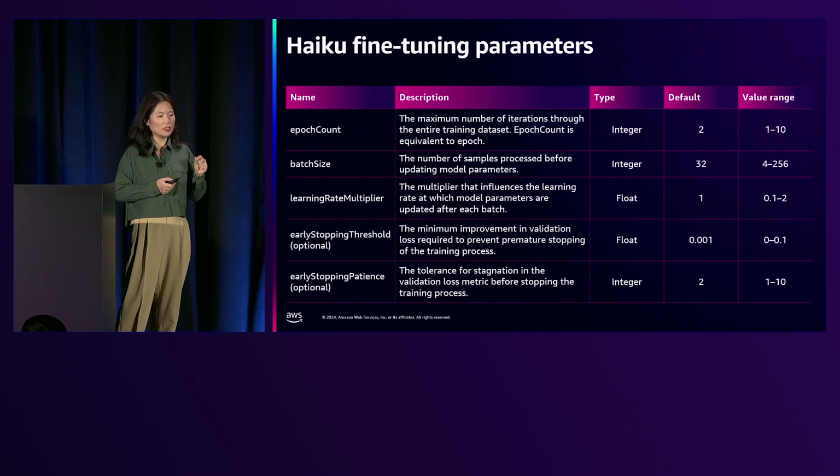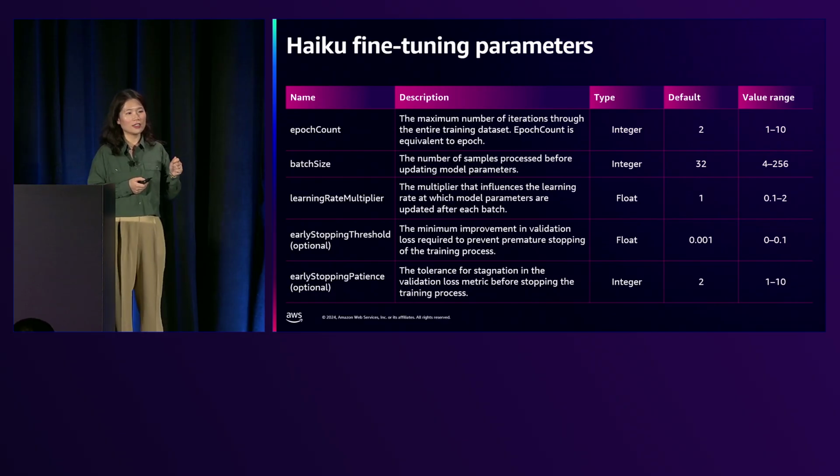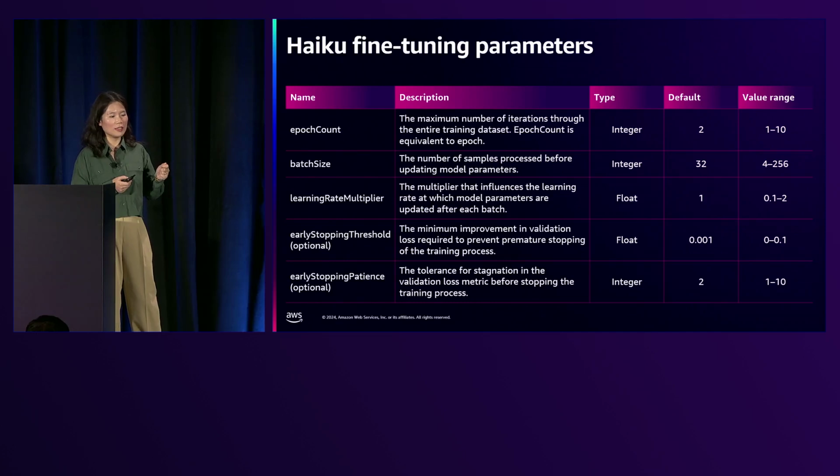This is a multiplier that influences your learning rate, and we can also talk about the learning rate later. By default, we set this to 1. And we encourage customers to start with 1 here, because our science team did extensive experiments and found that 1 for this learning rate parameter would work best.